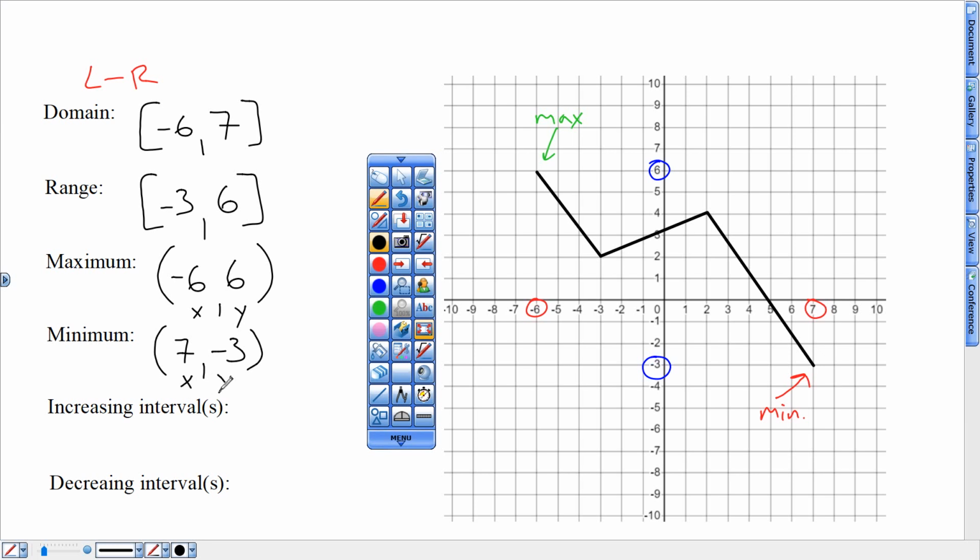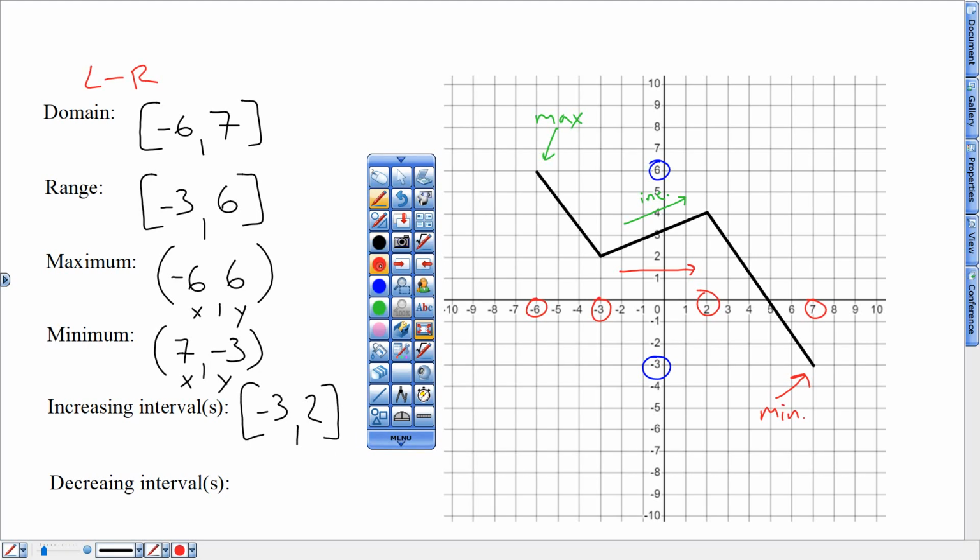Increasing intervals, that is where it's going uphill from left to right. Increasing, going uphill, left to right. I look at the x numbers to describe where that left to right part's starting and where that going uphill left to right part ends. So that would be from this graph from -3 to +2 using square brackets because there's no opening in any part of that data right there.